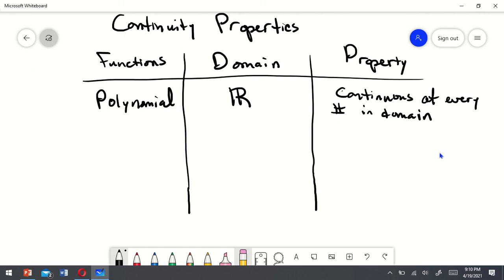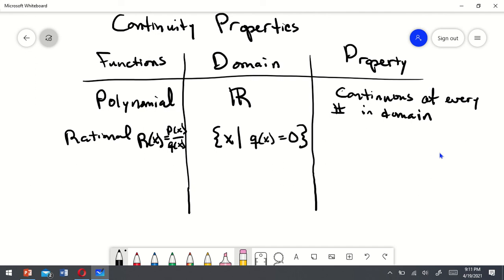When we have something like a rational function, we see r of x equal to p of x over q of x, where p and q are some polynomials. The domain is basically all real numbers except our denominator can't be 0. So except the values of x such that q of x equals 0. And given that domain, our function will be continuous at every number in its domain.